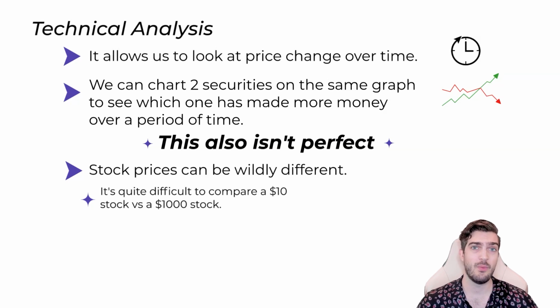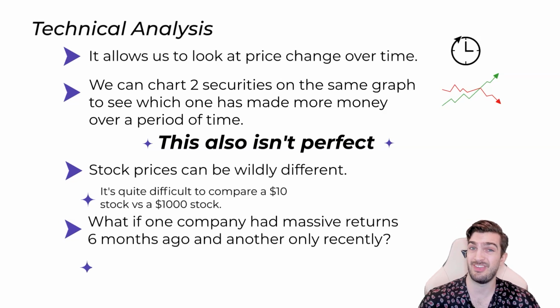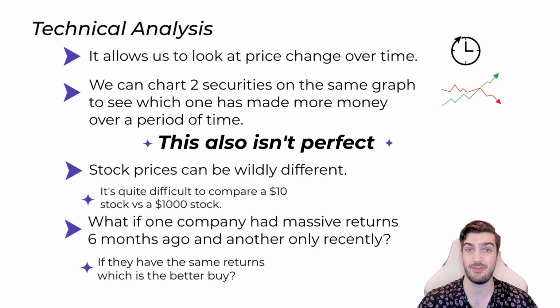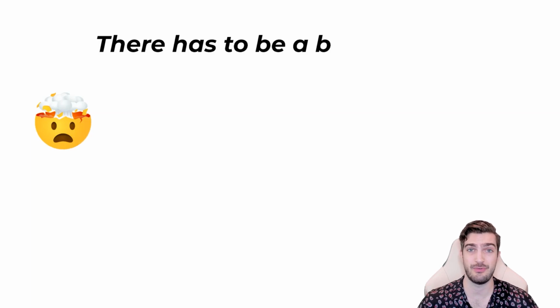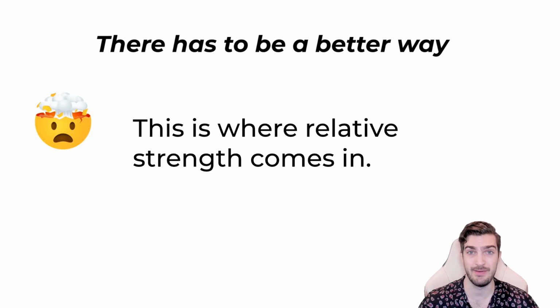But also, we're going to run into a problem where it's going to be a little bit tricky to try and decide, because if one company is doing very well right now, but another company was doing better 6 months ago, and they have right now the same returns, which one's the better buy? The one that did better 6 months ago, or the one that's doing better today? All of this becomes a little tricky for us to be able to understand, and there needs to be a better way. And relative strength tries to give us that better way.